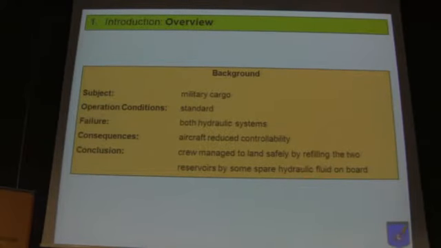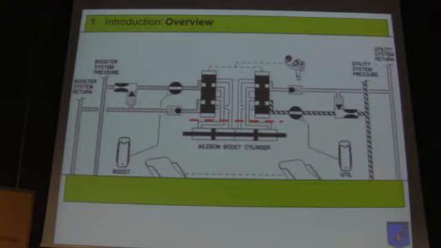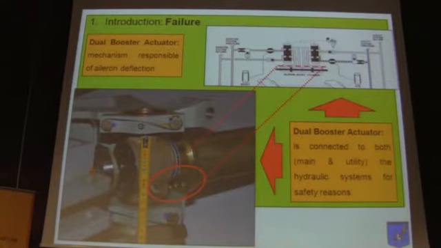Fortunately, due to the skill of the crew, we have a happy ending because they were able to land, refilling the two reservoirs with some spare oil that they had on board. This is the oil plant, and what happened. We have a rupture on the red line, but the real piece was the dual booster actuator, the main part of the aircraft because it's the mechanism responsible for the aileron deflection, so the controllability of the aircraft. The rupture on one end of this actuator involved the two chambers surrounded by the red line, the two chambers of the two hydraulic plants. So it was a critical failure because a failure in this position causes the failure of both hydraulic plants.